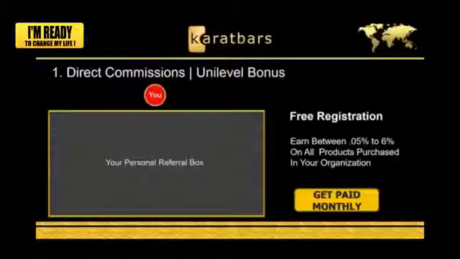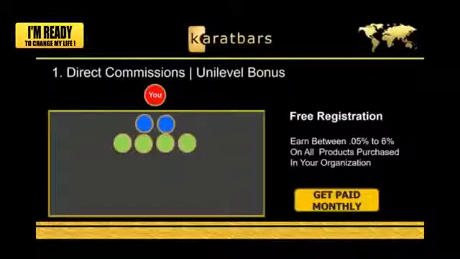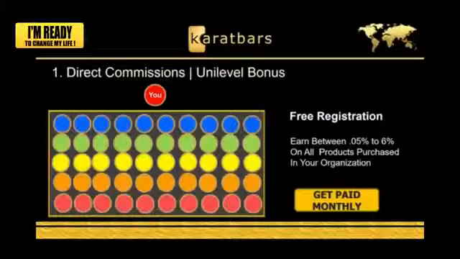And it'll pay you at the end of the Karatbars month. So check this out. Here you are, outside the personal referral box, because you cannot earn a commission on your own purchases. And that's totally reasonable. So let's suppose that you referred a few, and then those 2 referred 2, and then those 2 referred 2, and then those 2 referred 2. Over time, your personal referral box just begins to fill with people who are now going to be making purchases on an ongoing basis.